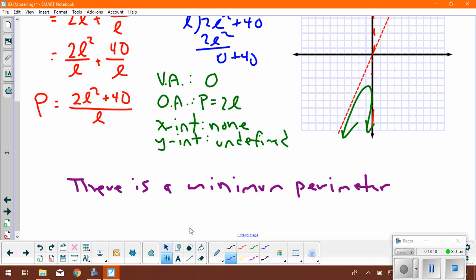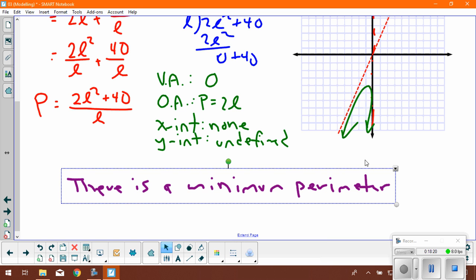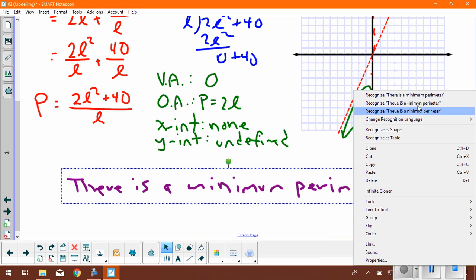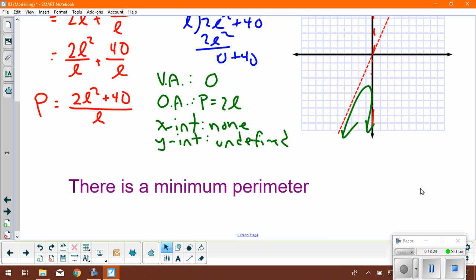Let's see how bad my writing is here. Hey, there you go, not bad. Okay, and that occurs, and there's a square.